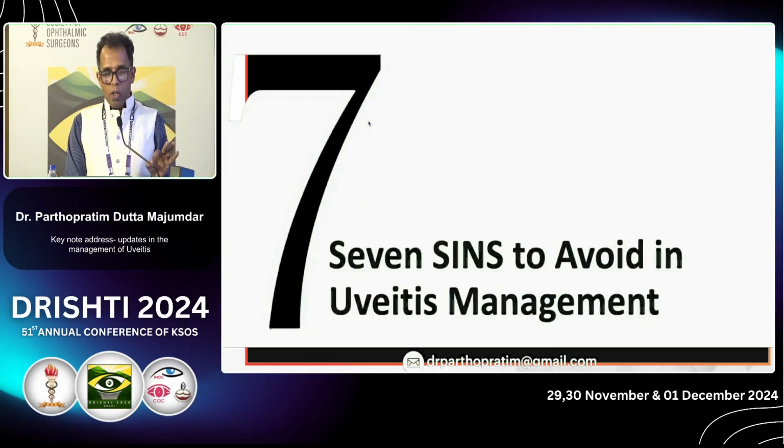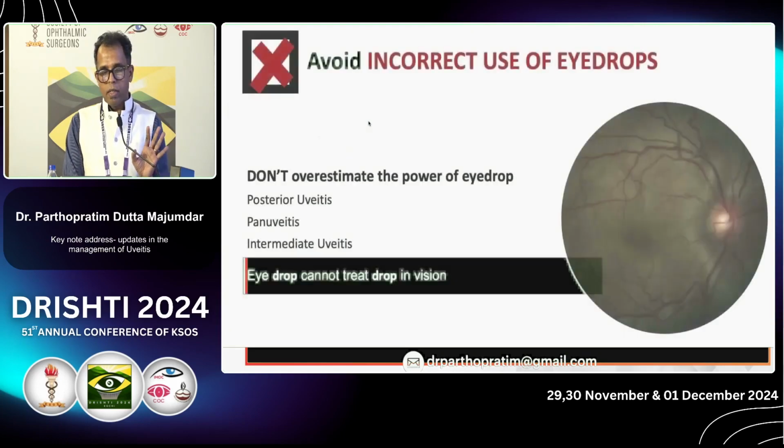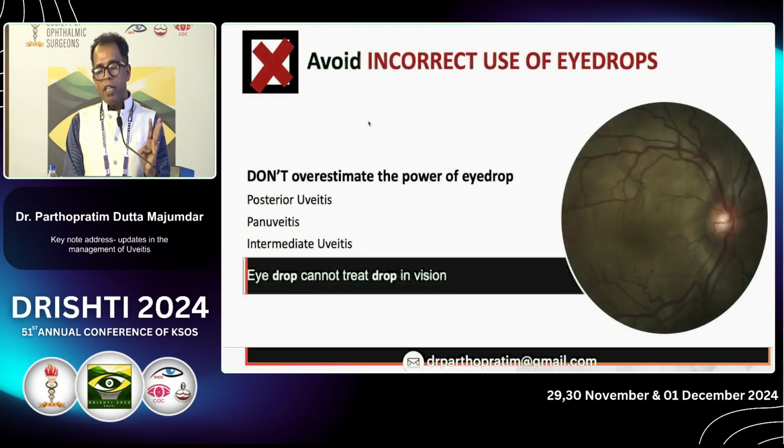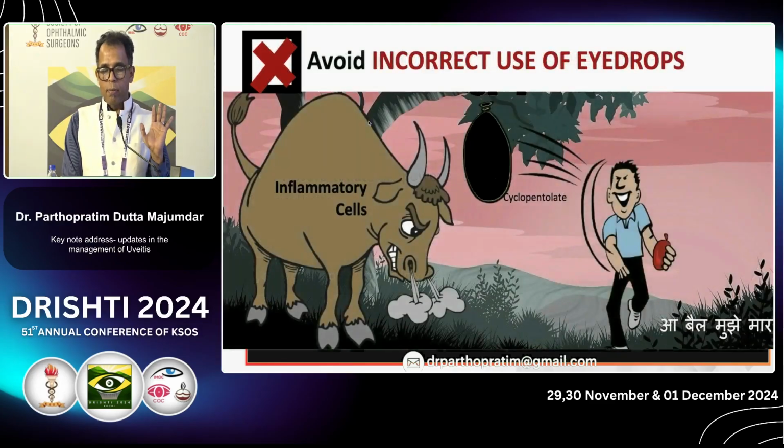So I'll conclude with 7 signs to avoid in uveitis management, which will be helpful for all, but it is common stuff only. First is to avoid the incorrect use of eye drops. You have to understand that many a time we treat posterior segment lesions with eye drops. For posterior uveitis, panuveitis and intermediate uveitis, eye drops cannot treat the drop in vision. So you have to always use systemic medication.